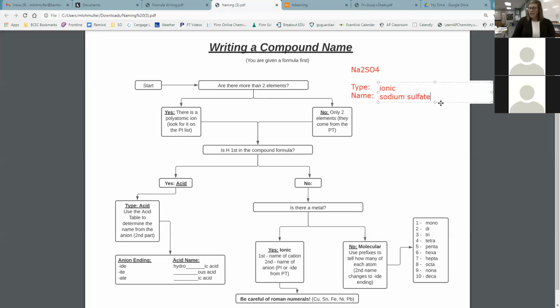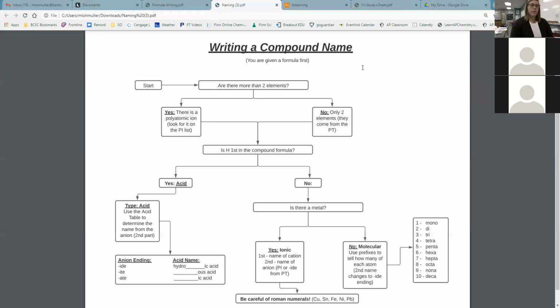Like number 9, a lot of people write trisodium phosphate, and that is not right, because if you have sodium, it's an ionic compound, and you do not use the prefixes, okay? So this is why we need to follow the steps. So let's do another one.